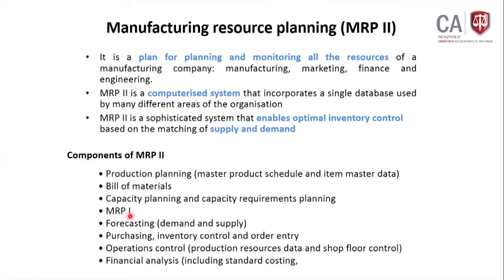MRP 1 is also a component of MRP 2. MRP 1 is material requirement planning: forecasting, demand and supply. When the production people want to forecast the demand, based on the demand they will forecast their material and manufacturing resources. What is required for the production line will be forecasted based on demand and supply. Purchasing, inventory control and order entry are also handled by this MRP 2.